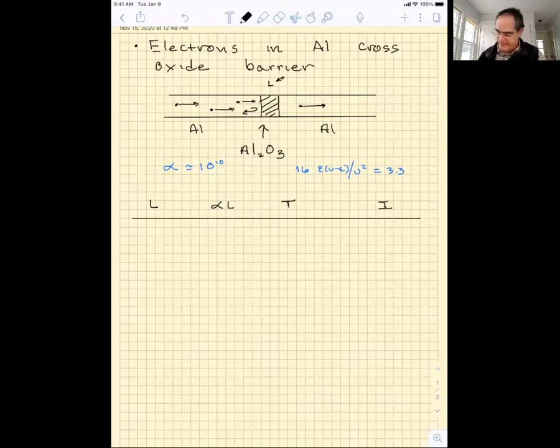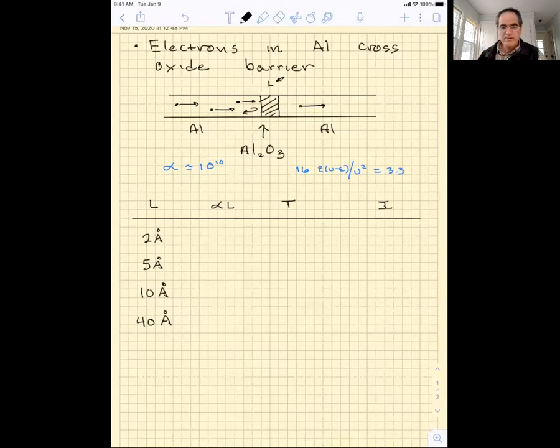So let's investigate some different distances. L equals 2 angstroms, 5 angstroms, 10 angstroms, and 40 angstroms. 40 angstroms, still pretty small, right?